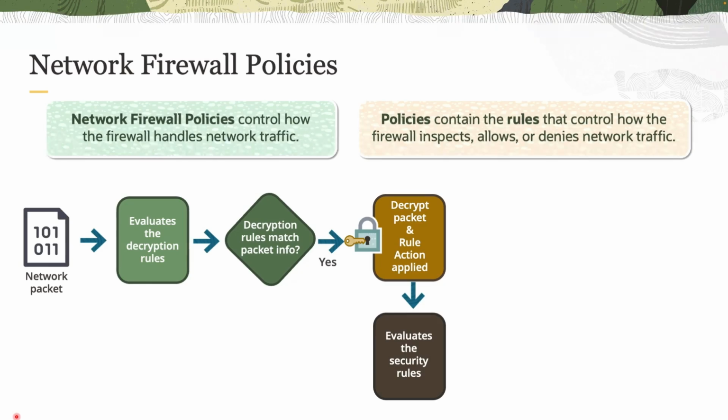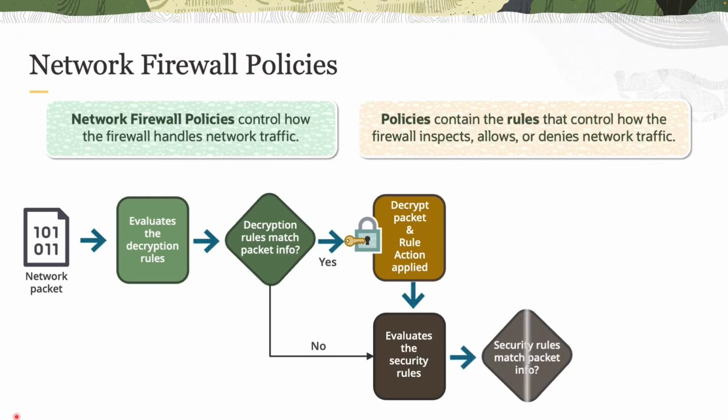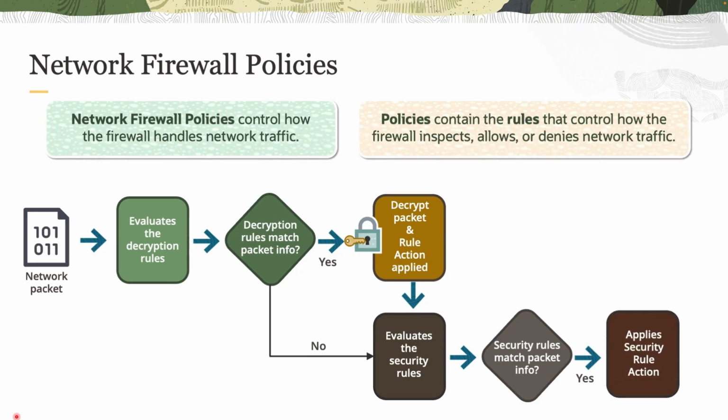And if the packet information does not match any decryption rules, the firewall will not decrypt it and the packet is sent for security rule evaluation. When a security rule matches the packet information, the firewall performs the specified rule action and no other security rules are evaluated for that particular packet. If the packet information does not match any security rules, the firewall will drop it.